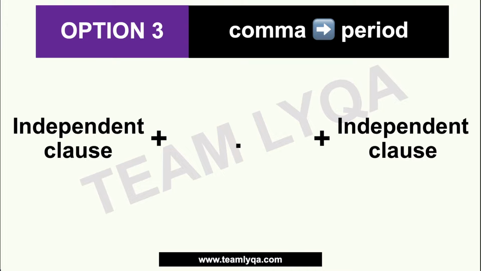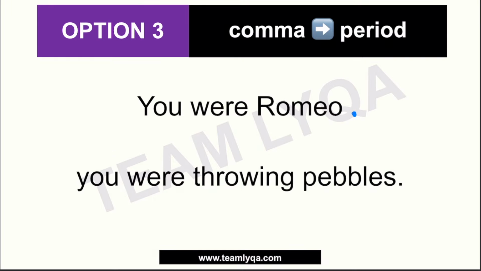Okay? But, again, dahil period na siya at mag-iba na sila ng sentence, magiging capital na yung first letter nung second independent clause natin. Now, how does that look like in action? Alright, so kung kunyari ito, dati siyang comma, hindi na siya pwedeng maging comma ngayon, gagawin na natin siyang period. Now, don't forget na kapag kinorek natin ito, dahil period yan at isang sentence na ito, this right here should be a capital letter. So, you were throwing pebbles. Magiging capital na siya kasi period na to.